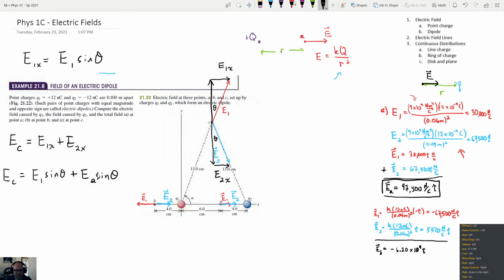Okay, so we can actually just factor that out. We already said E1 and E2 are equal to each other, right? So really all we need to do is to solve for one of them. And then just double it, really, right? So we'll just write this as 2 times E1 sine theta. And what's that equal to? Well, it's going to be 2 times E1, and E1 is going to be K times the charge, which was 12 nanocoulombs.